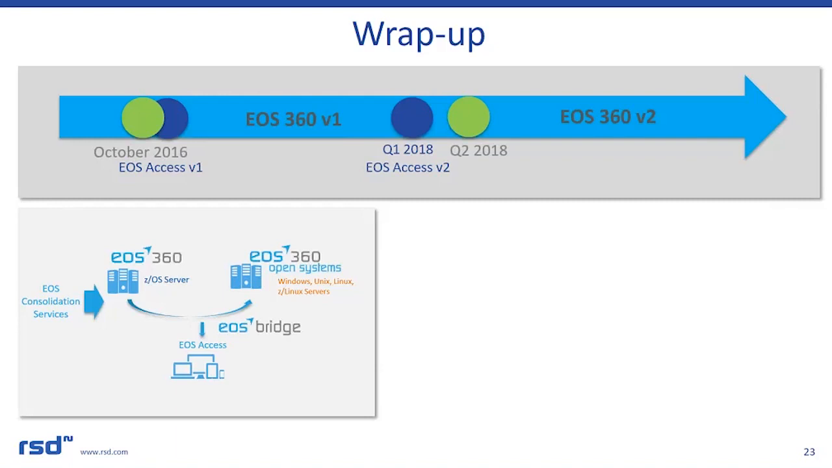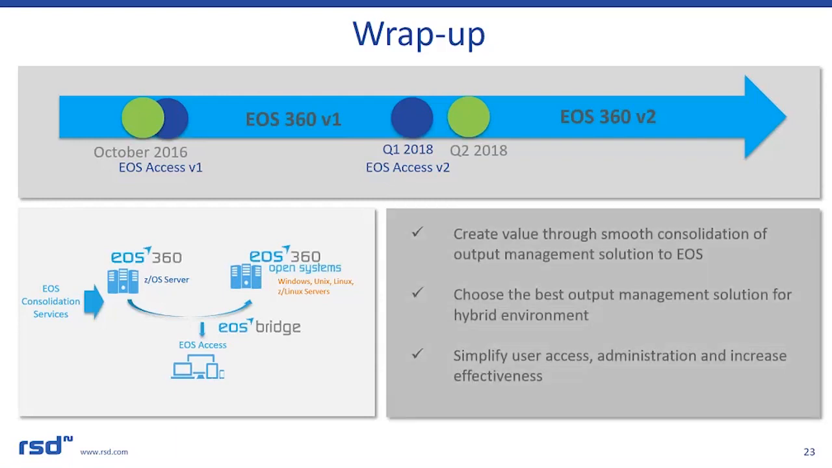They'll still look at it through EOS Access. And EOS Access is there on the bottom, and the Consolidation Services. So if you remember at the beginning, or just a little bit into Craig's presentation, he brought up three things. The creative value through smooth consolidation of output management through EOS. Bottom line, that's EOS 360 and all of its components. The second one, choose the best output management solutions for a hybrid environment. Again, using the bridge, creating those environments, whether you just choose it for viewing or you choose it to do an actual migration, we answer that question very simply.